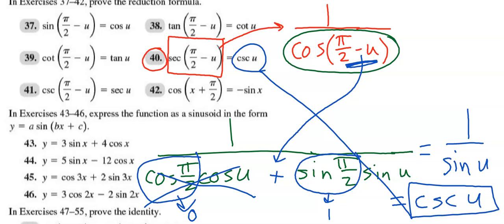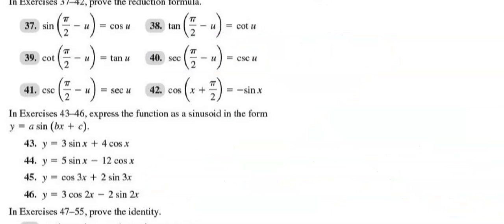Okay, let's do 42. Set up your cosine formula. Set up your cosine formula of the sum and watch what happens. See if you can understand why things are changing the way they are, what you should replace.